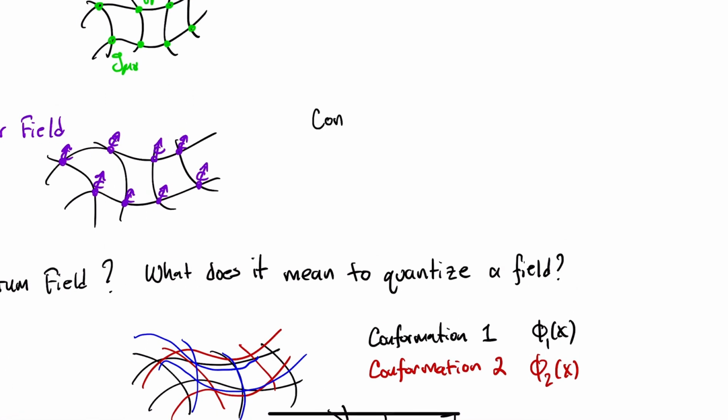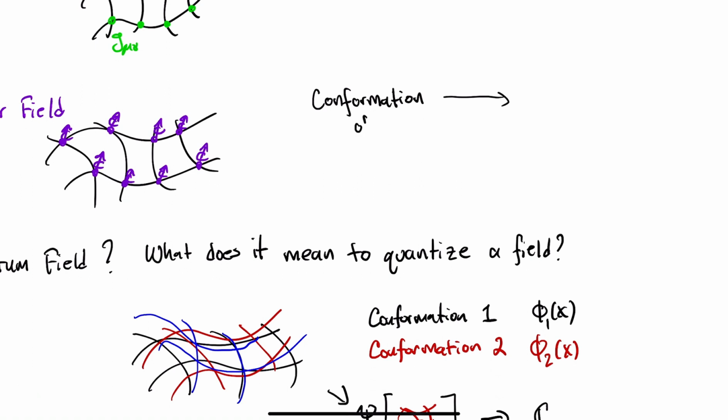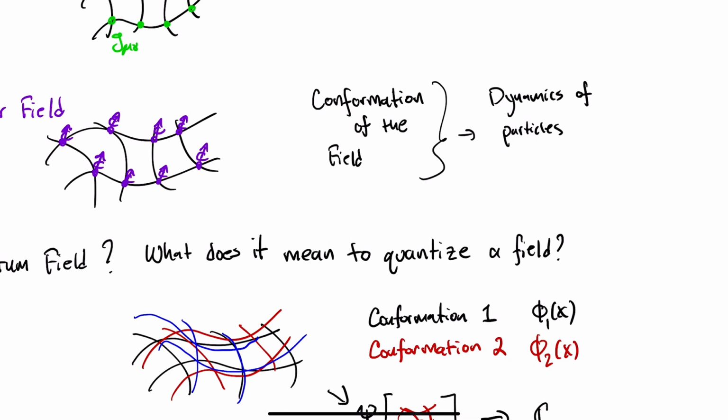So we have a conformation. This tells us something about the evolution, the conformation of the field, and this tells us something about the dynamics of systems of particles that they describe.